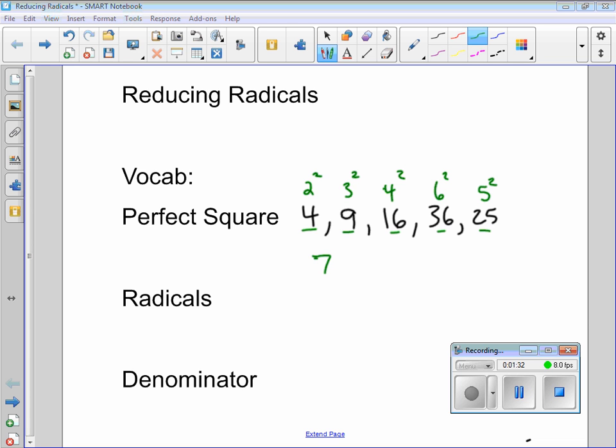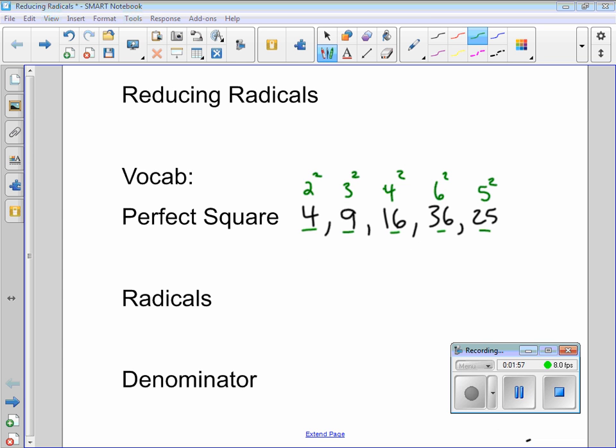7 is not a perfect square because when I take the square root of 7, in my mind, I'm like, what do I multiply times itself to get 7? Nothing I can think of. And if I did that on my calculator, I'd find out it's probably around 3.6 or something like that. So when I take the square root of a number and it turns out to be a decimal or something like that, it's not a perfect square.